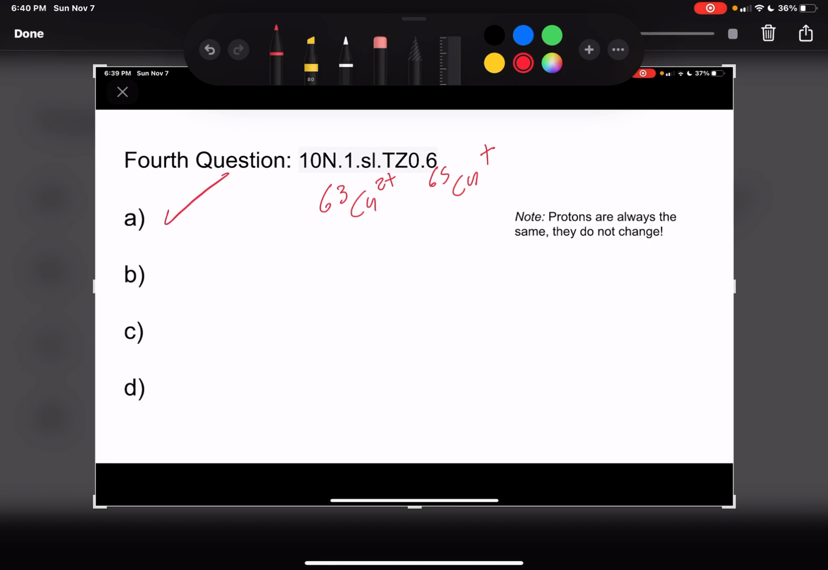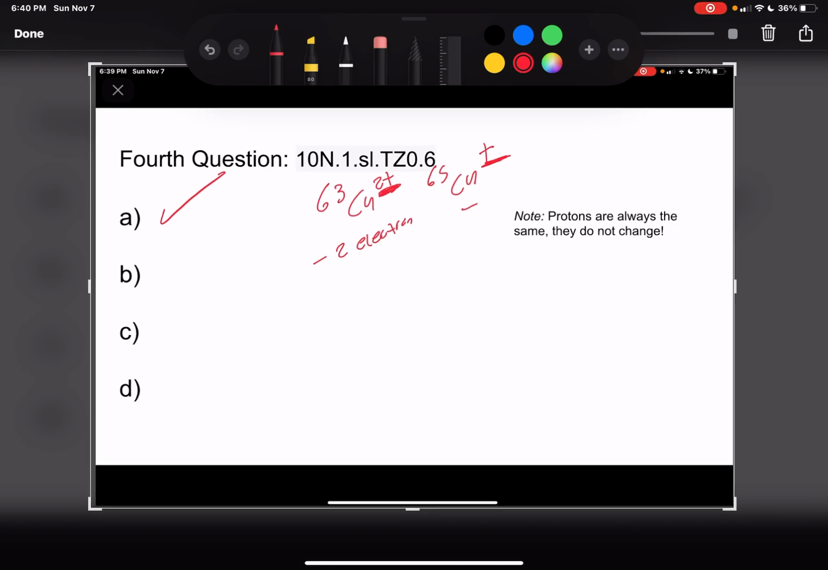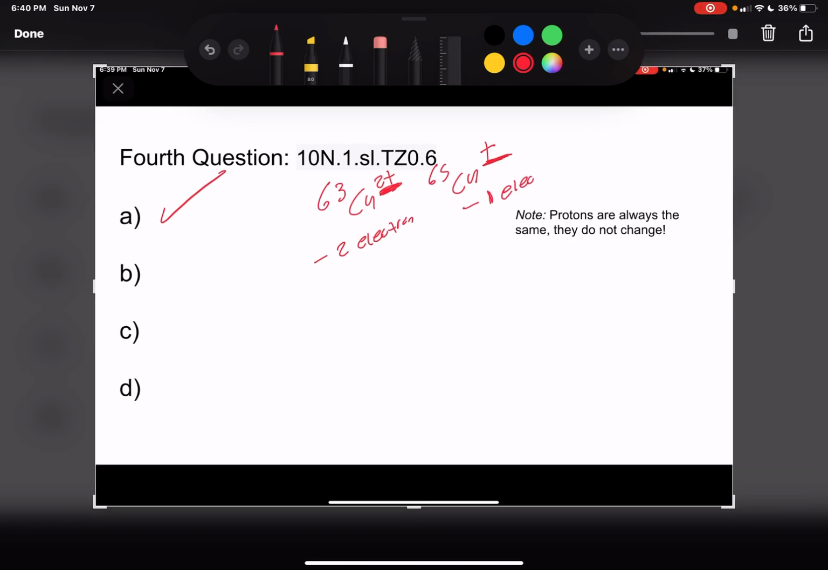So B says both species have the same number of electrons, which is not true, because as you can notice, they both have a positive charge, meaning that they are cations. They'll have lost electrons. This has lost 2 electrons, and this has lost 1 electron. So they can't have the same number of electrons. So this is incorrect. And then D says they both have the same electron arrangement, which is also incorrect, since they do not have the same number of electrons. This has lost 1 more electron than this one.